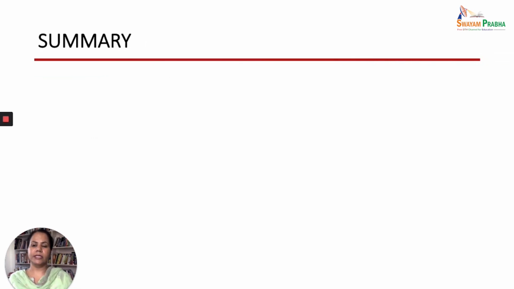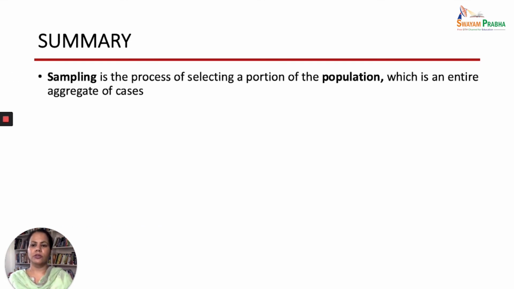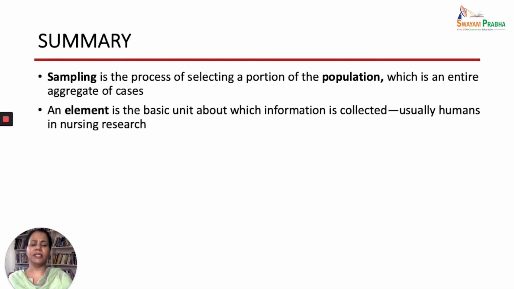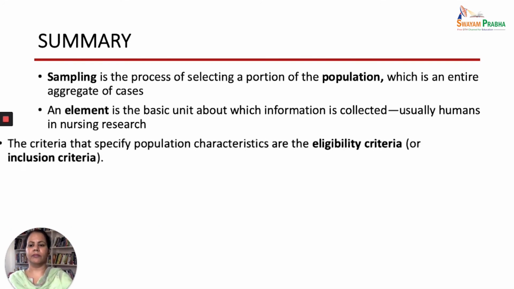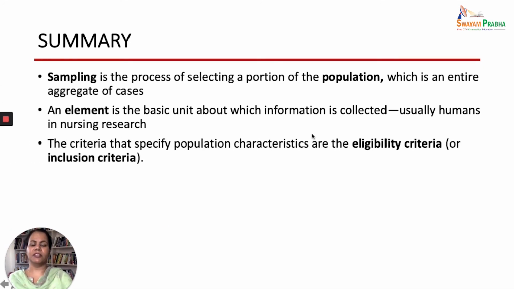So with this, the sampling designs and sampling techniques are over. Let us summarize the lecture. Sampling is the process of selecting a portion of the population, which is an entire aggregate of the cases. An element is the basic unit. An element may or may not be only humans, it may be any other element such as hospitals or nursing schools or villages also.